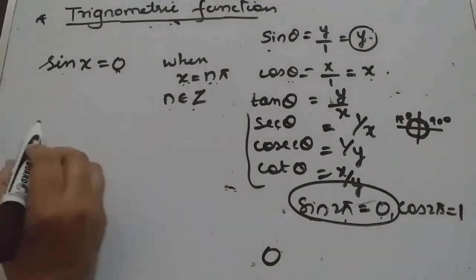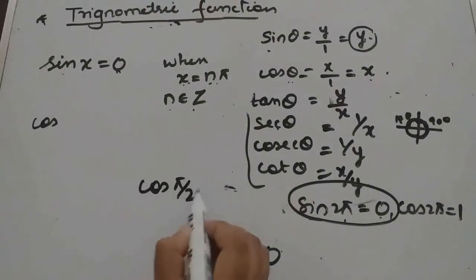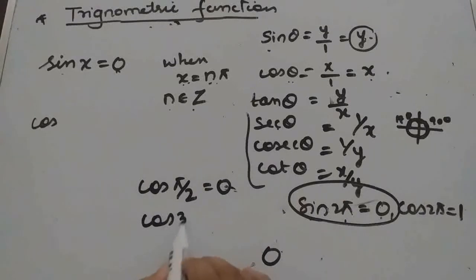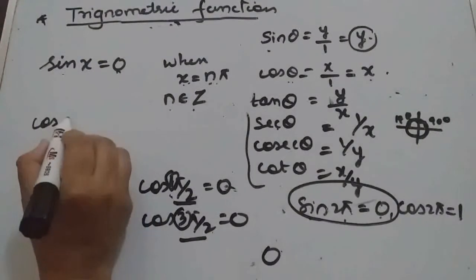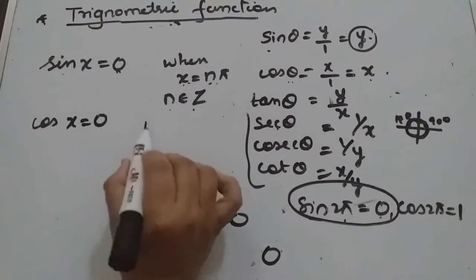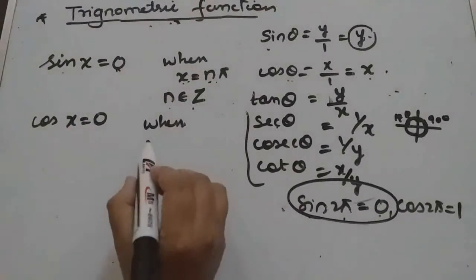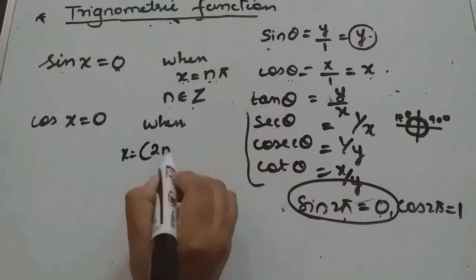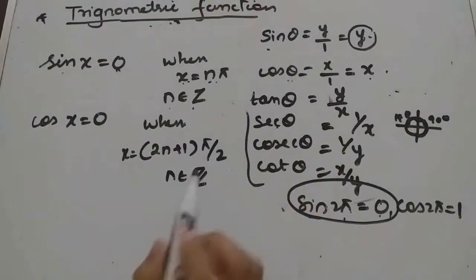Now what about the cos values? See, we got here cos pi by 2 is 0, cos 3 pi by 2 is 0, isn't it? So all odd integral multiples of pi by 2 give 0. So we can write, cos x is 0 when x is of the odd multiple type. So x can be equal to (2n plus 1) pi by 2, where n belongs to Z.